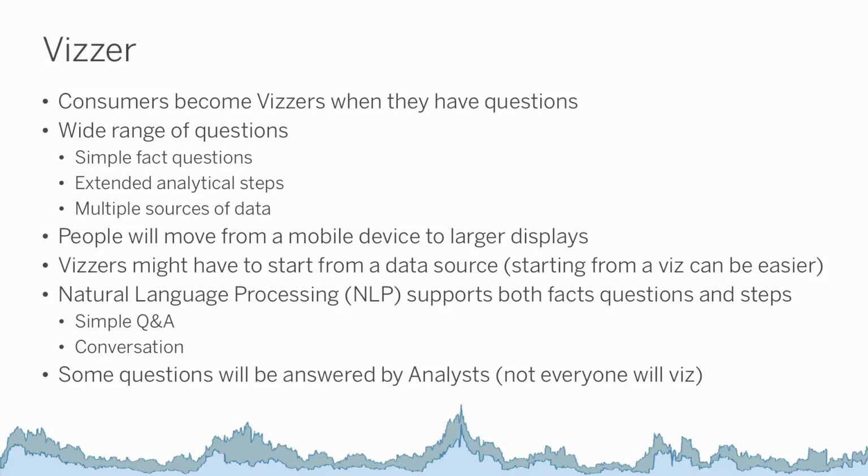Now, the last point here is pretty interesting. Some people, although they're consumers, don't really want to be Vizzers. So they won't answer their questions for themselves. They'll ask somebody else to answer the question for them. Not everyone will Viz. In fact, lots of people won't. They might be really busy with their job. They might not be inclined to do it. They'll ask the questions. Other people will answer the questions for them, because there are people who love to do that. So that's the Vizzers.